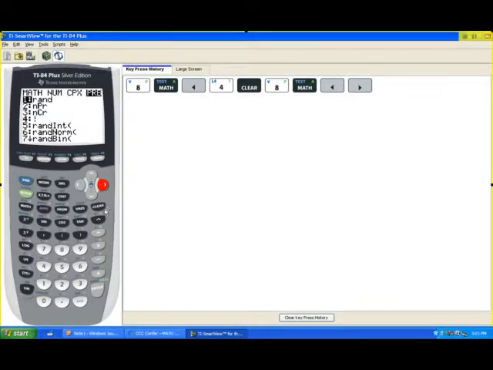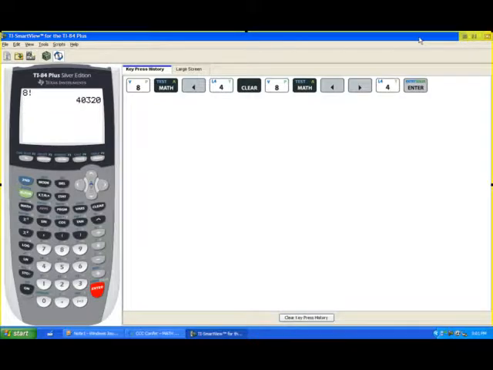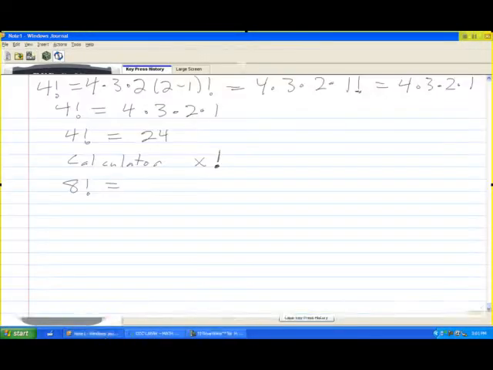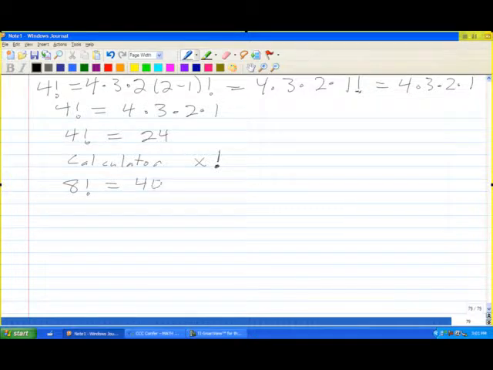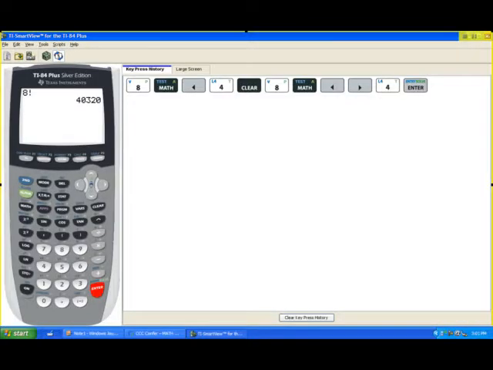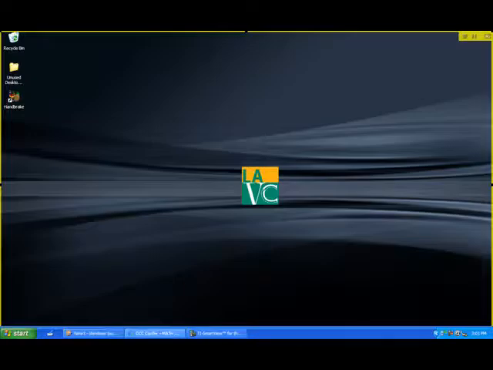It's the fourth one. Good. And so it comes out to 40,320. Okay. And that's your answer. And so you should be able to do that on your calculator also.